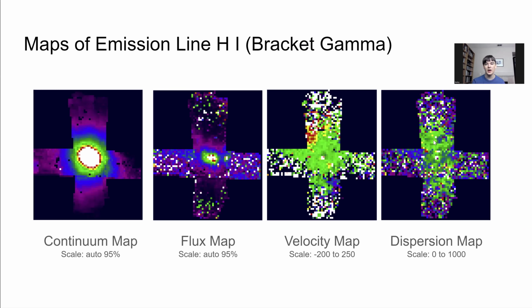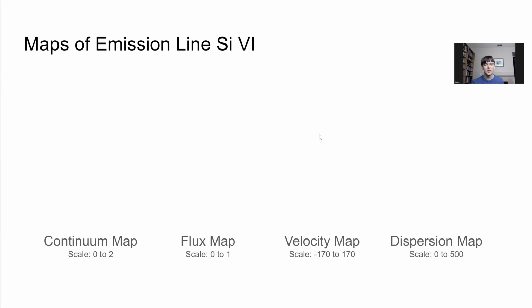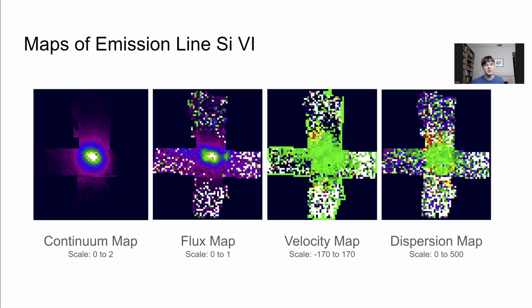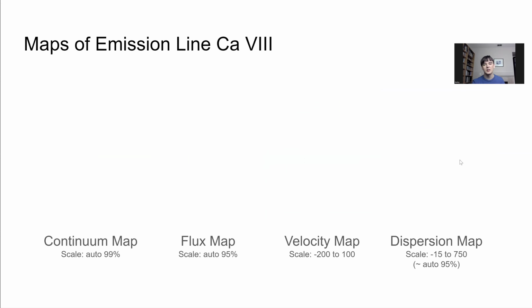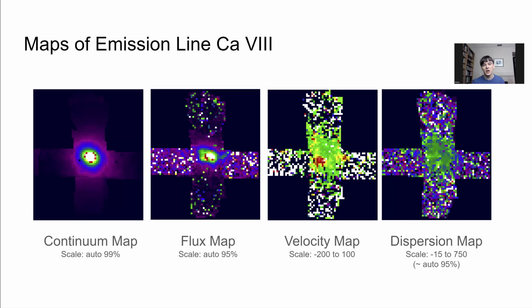Here is the map for ionized hydrogen. The flux map is similar to that of molecular hydrogen, but with a bright region in the center of the galaxy. The velocity and dispersion maps also look different. Here is the map for highly ionized silicon. Here, it shows the jets of ionized gas that are produced from the center of the galaxy. And here are the same maps for calcium.